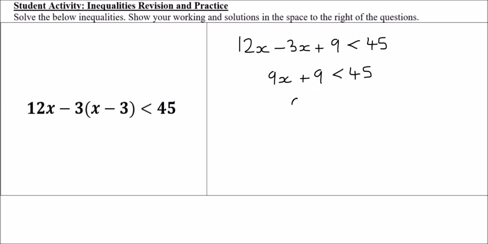Subtract 9 from both sides. We see that 9x has to be less than 36. And then divide through by 4. We understand that x has to be less than 4.